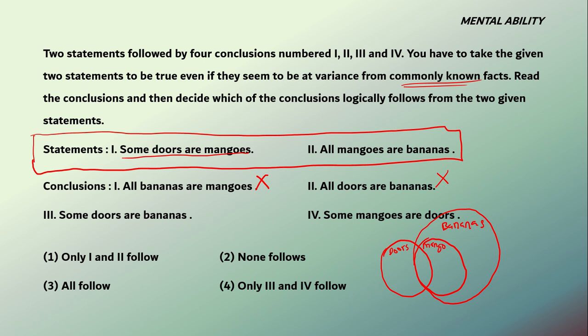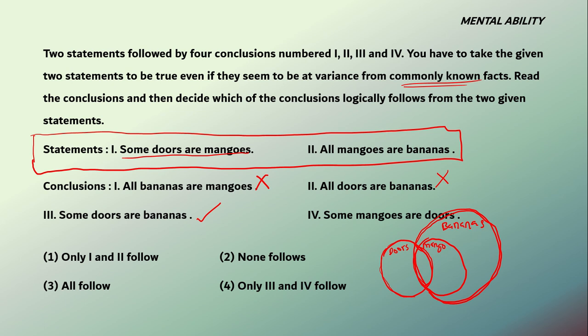The third one says some doors are bananas. Now this is true. Over here if we see, even if the whole door circle is not in the part of banana, we can see that the part of the door, which is also the part of the mango, is also part of bananas. So since mangoes are bananas and some mangoes are doors, this means that some doors are also bananas. So third conclusion is correct.